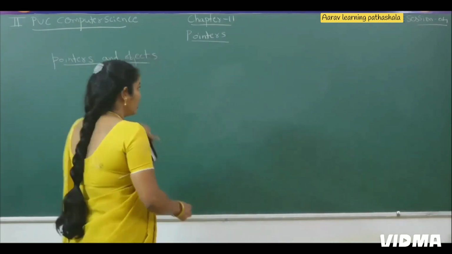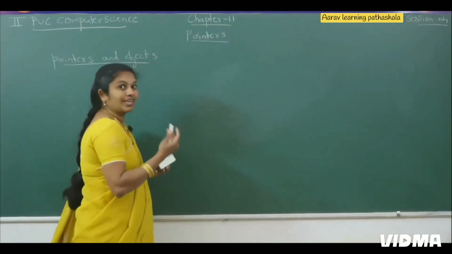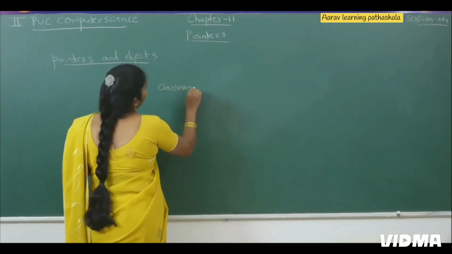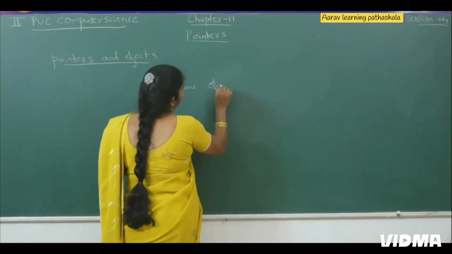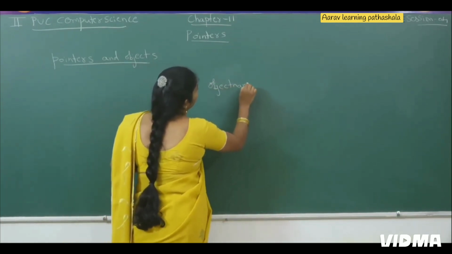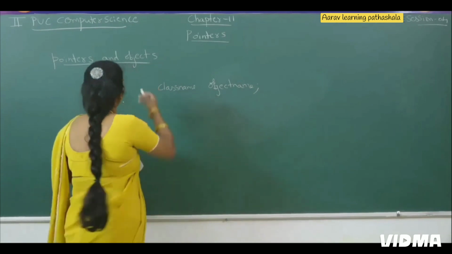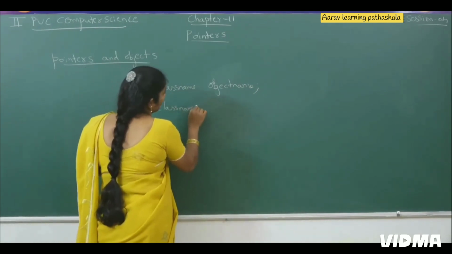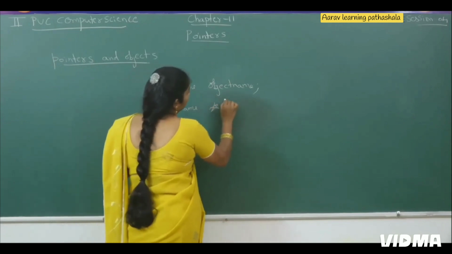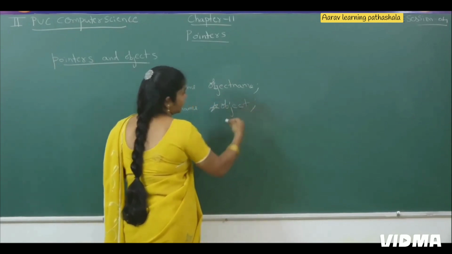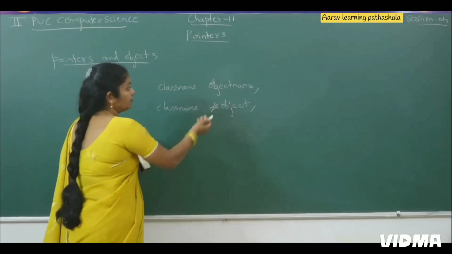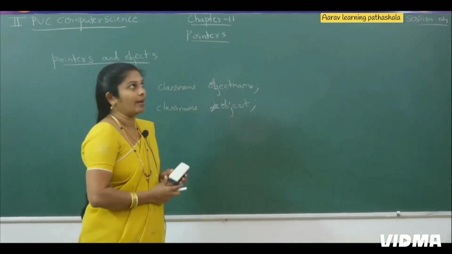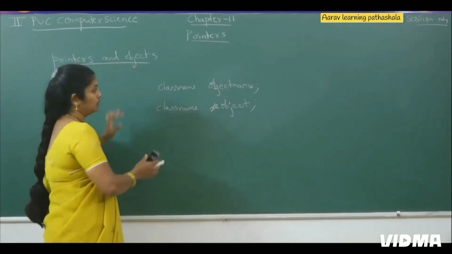Here, generally we create an object. How to create an object? Class name, then object name. In this format we create it. Whereas for pointers and objects, class name, star, object. From this I can create an object in pointer format. That is nothing but pointers and objects.